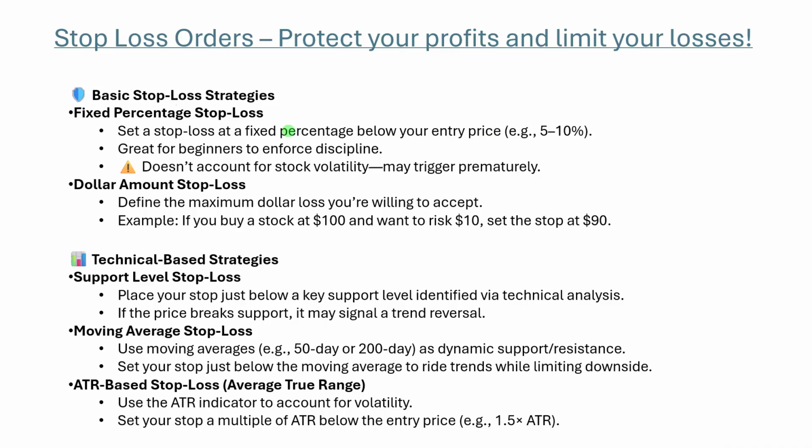So setting a percentage is great for beginners to enforce discipline, but it doesn't account for volatility. So if you've got a stock that trades a 10% range every day and you set a stop loss at 5%, then you're likely going to get stopped out. You can set a dollar amount. So you define the maximum dollar loss you're willing to accept. So if you buy a stock for $100, you want to risk $10, and you set the stop at $90.